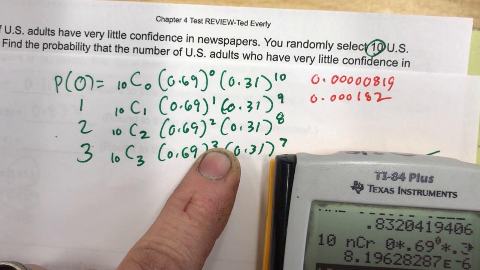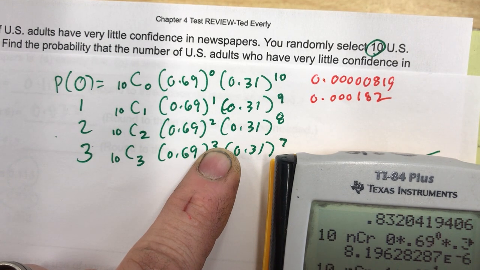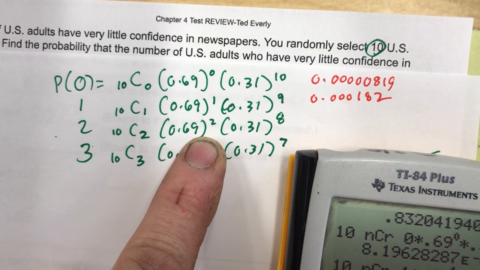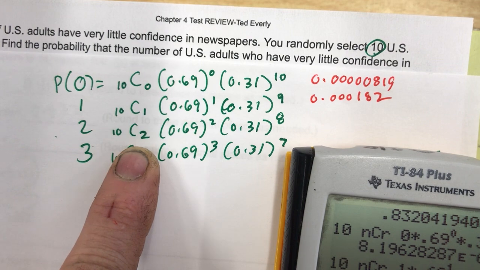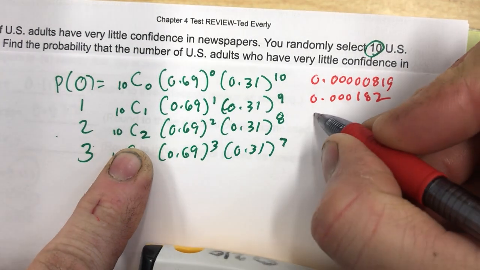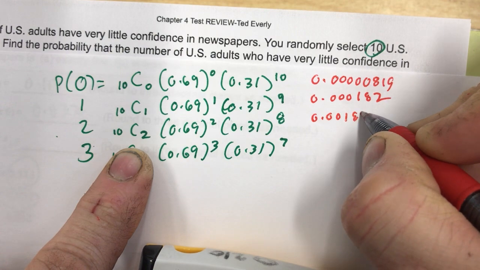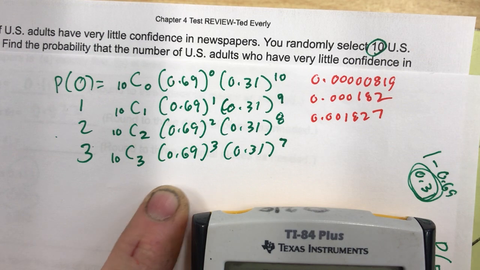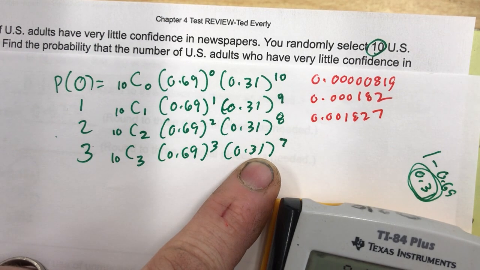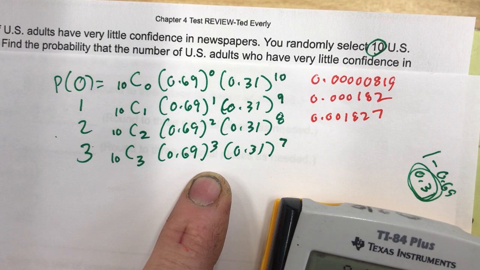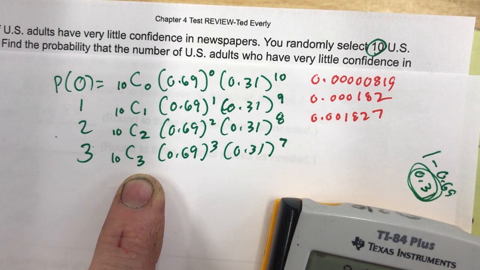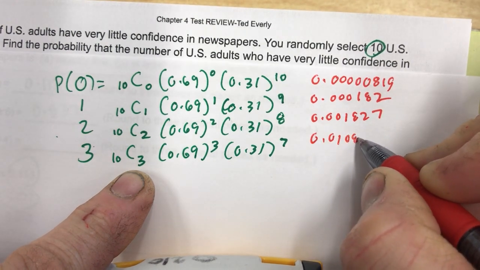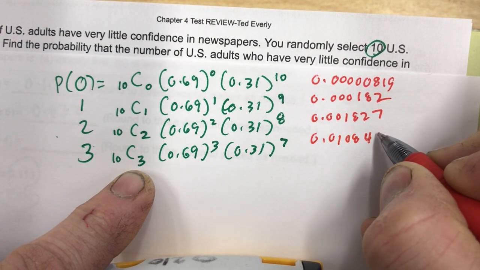All right, I'll go back in there. And I'm changing this to 8. Change it to a 2 right there. Change it to a 2 right there. And there you go, 0.001827. And then one more. Change it to a 7. Go in there and change this to a 3. And change it to 3. And I got 0.010845. All right.